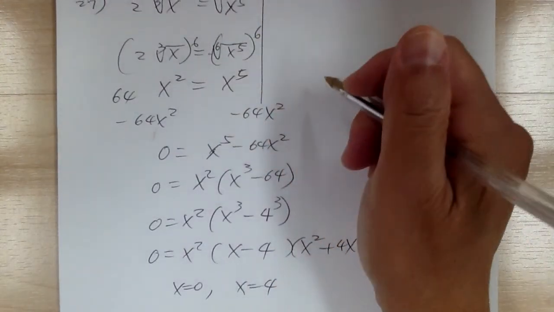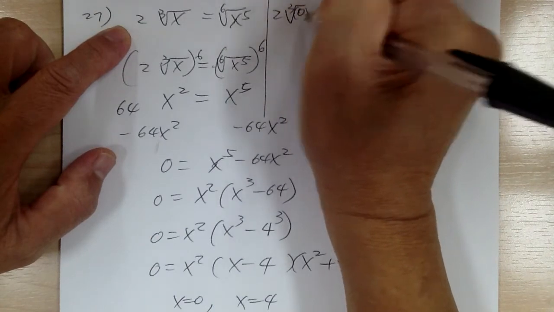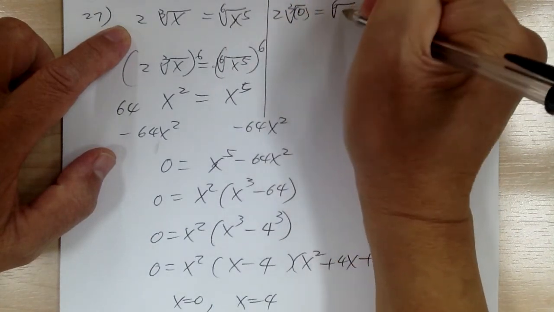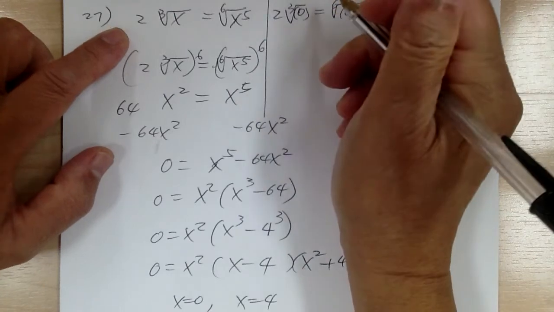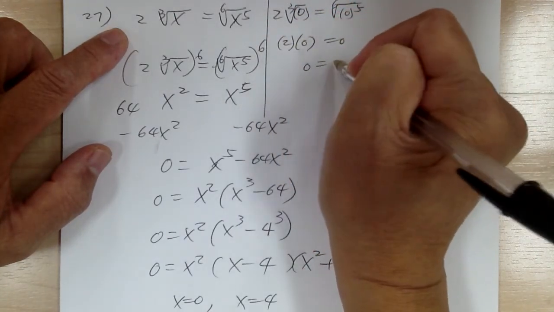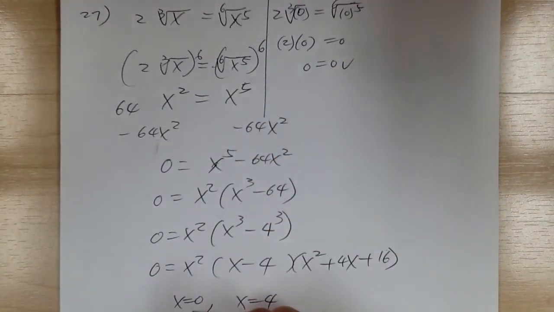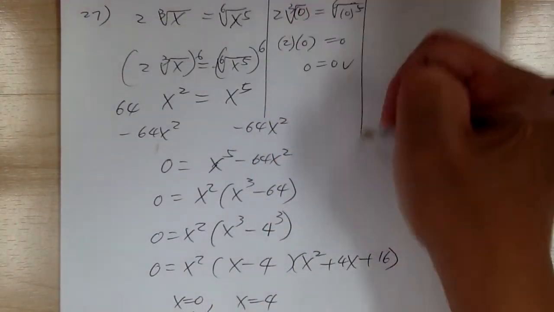Okay, so let's go and check answers. So you got 2 cube root of 0 equal to 6th root of 0 to the 5 power. So you're going to get 2 times 0 equal to 0. So you got 0 equal to 0. So this one checks. So this one is good. Okay. Now let's go and check the 4.